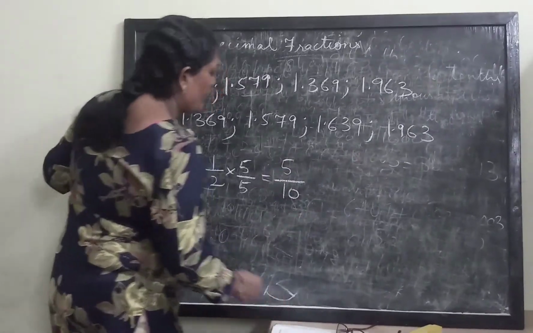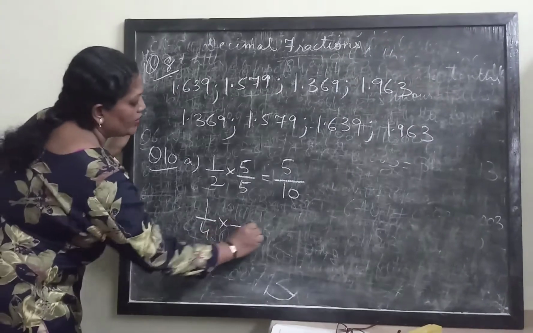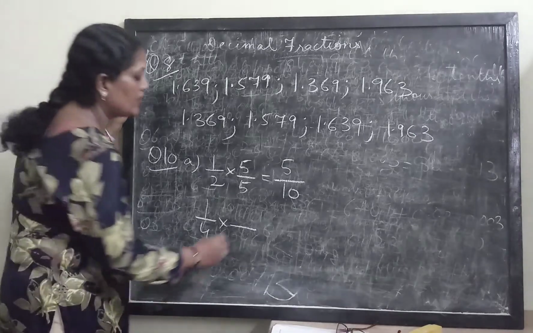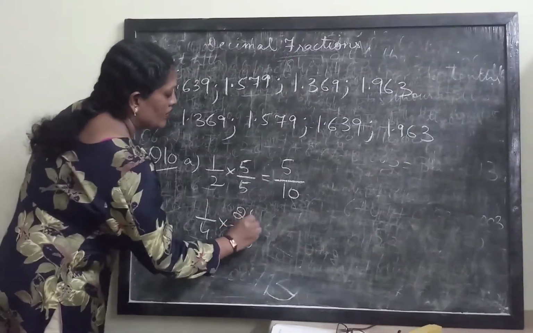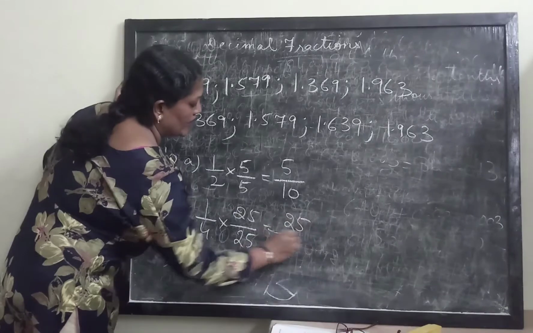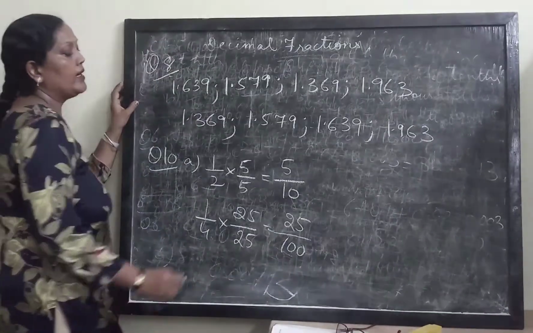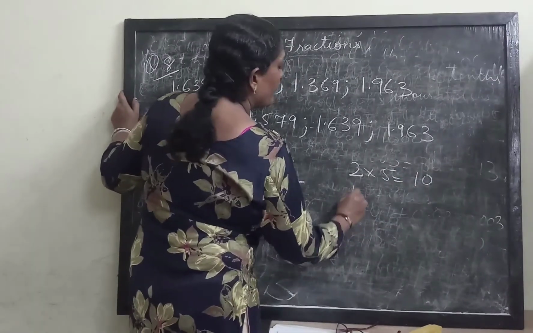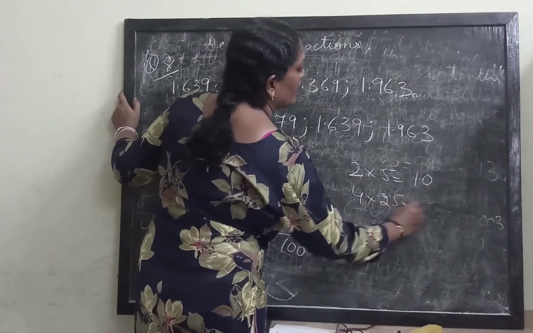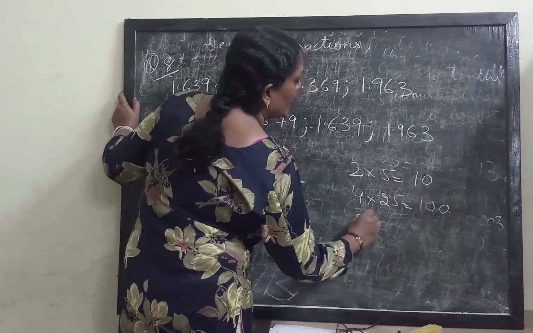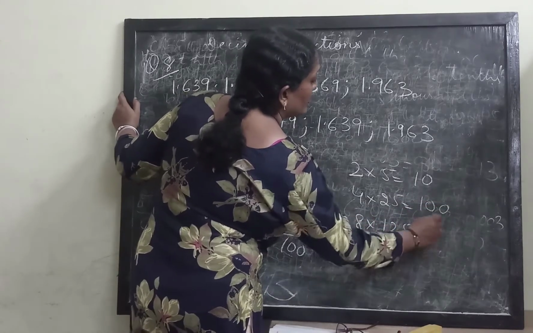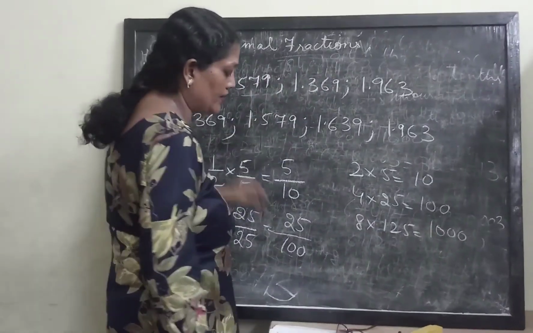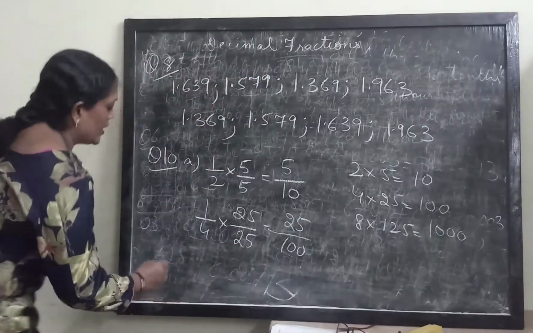Similarly, if you are having 1 over 4, which number you can multiply? You cannot get 10 in the 4 table. You can get 100. 25 4s are 100. 25 1s are 25. 25 4s are 100. Keep it in mind, if you are having 2, you multiply by 5, you will get 10. If you are having 4, you multiply by 25, you will get 100. If you are having 8, you multiply by 125, you will get 1000. Got it?